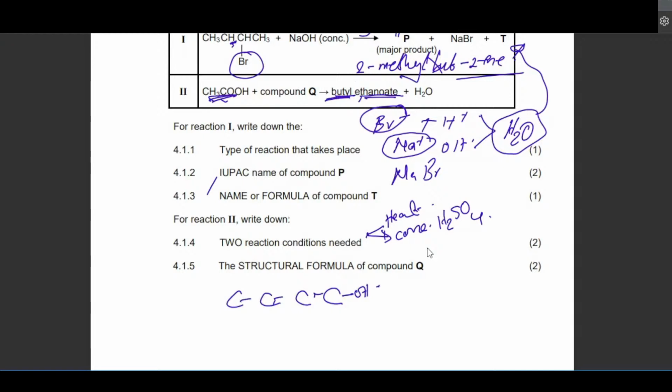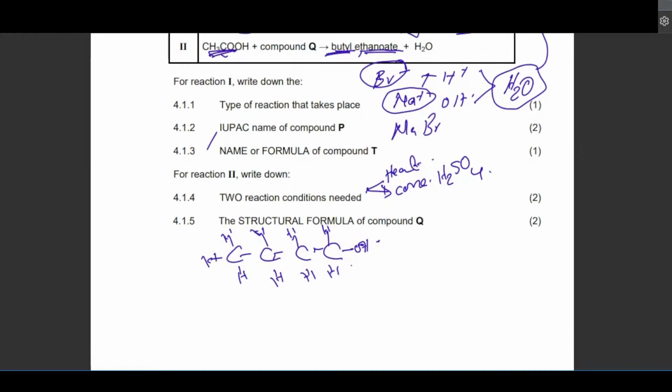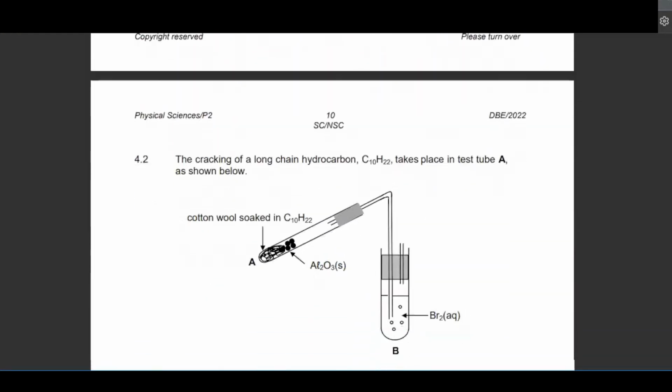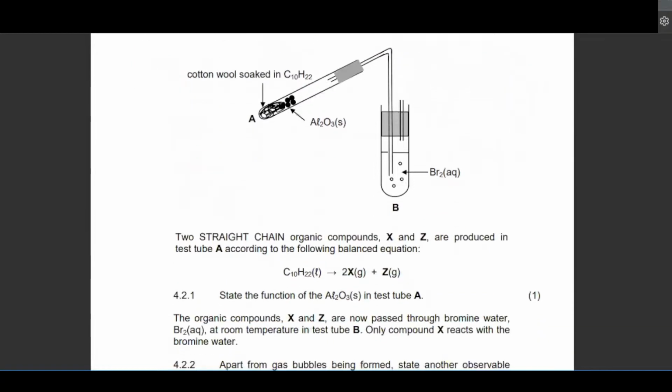Then I add the hydrogens. Please don't forget to write the hydrogens. Don't leave it hanging. So it's 1, 2, 3, 4. This one must show the bonds, because they say structural formula, so it must not be condensed. They want the structural formula. And that's where learners tend to lose marks in organic chemistry. Yet organic chemistry is one of the simplest things you can talk about.